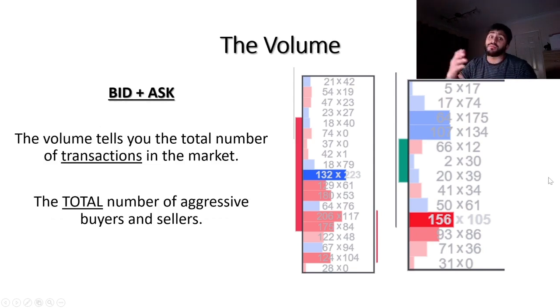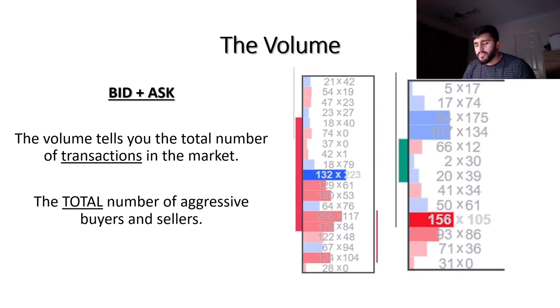The volume is the bid and the ask. The volume gives you the total number of transactions hitting the markets at that given moment. It's the bid plus the ask, right? So for example, you will see here 21 by 42. So that's 21 hitting the bid. That's 42 market participants hitting the ask. So that's 21 aggressive sellers versus 42 aggressive buyers. Now that will give us a blue delta, which is what you see over here. So there's more aggressive buyers than there are aggressive sellers.